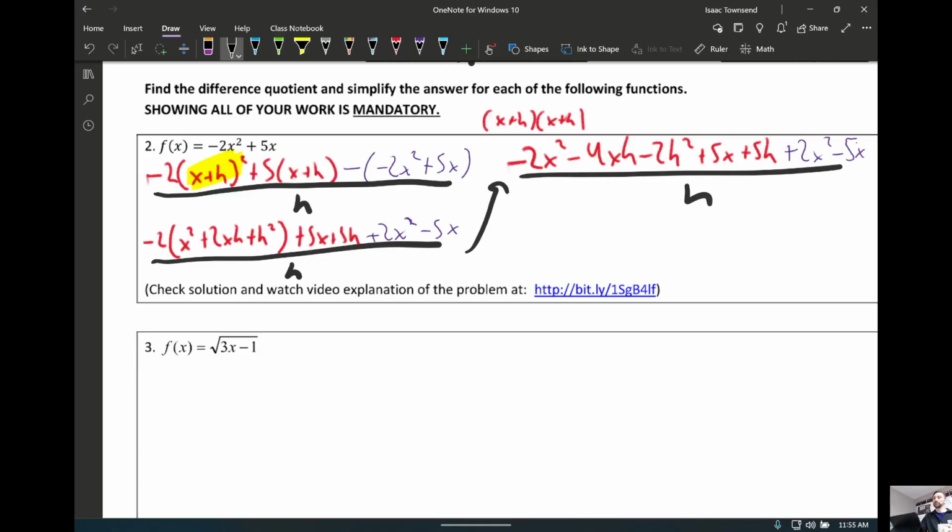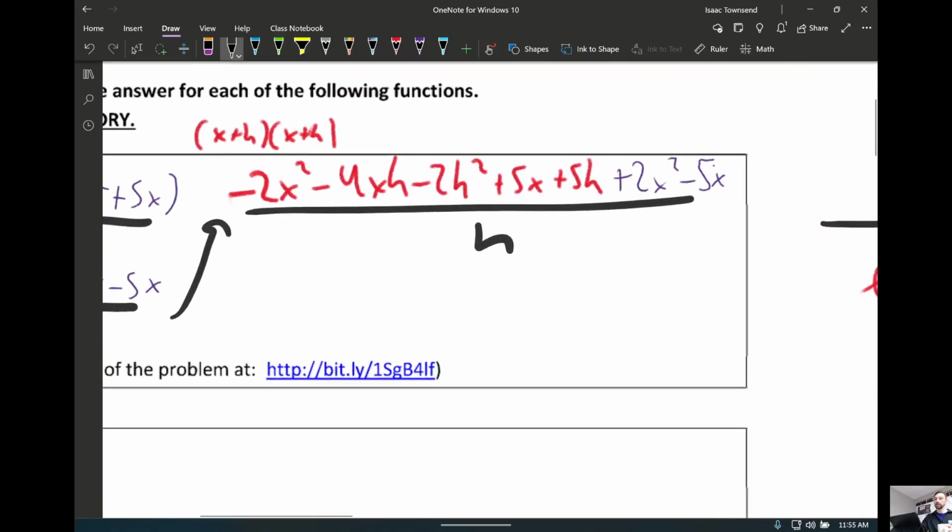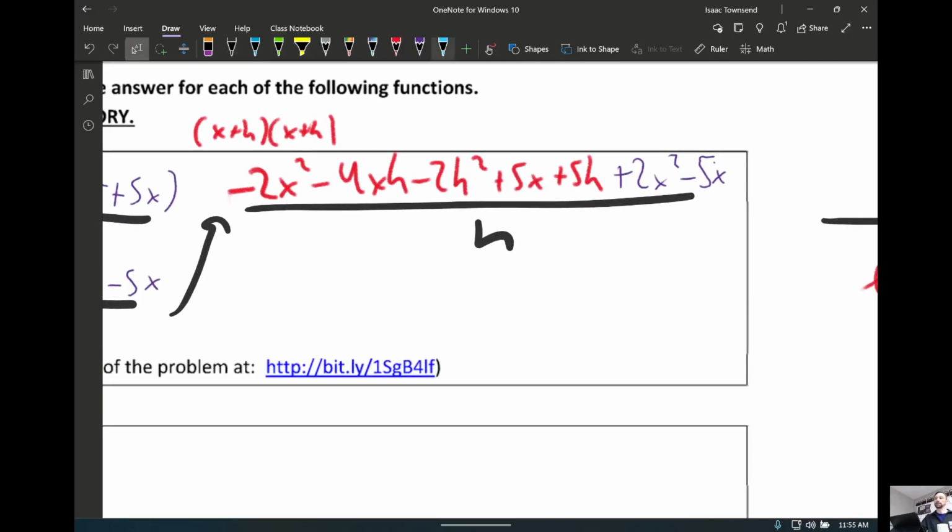Now the question is about to be finished here, because even though this is really messy, most of this in the numerator is going to add up to 0. We've got 2x squared minus 2x squared. We've got a 5x minus 5x. And so a lot of stuff will just go away.